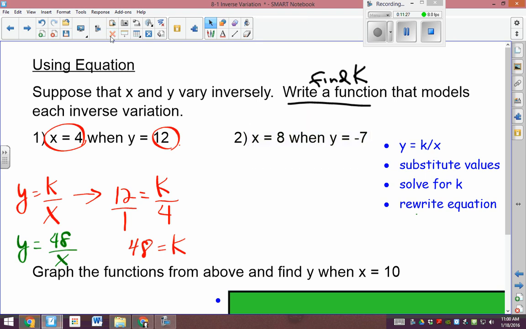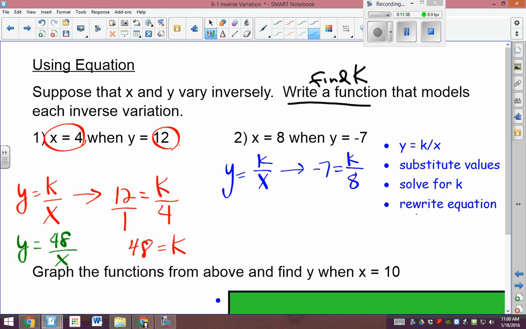All right, here's another one. Again, I need to set up the inverse function and then substitute. So -7 this time equals k over 8. To solve that, I would multiply by 8 on both sides, or do a proportion. We'll get -56, that's our k value. But we're not done because we need the function: y equals -56 over x.